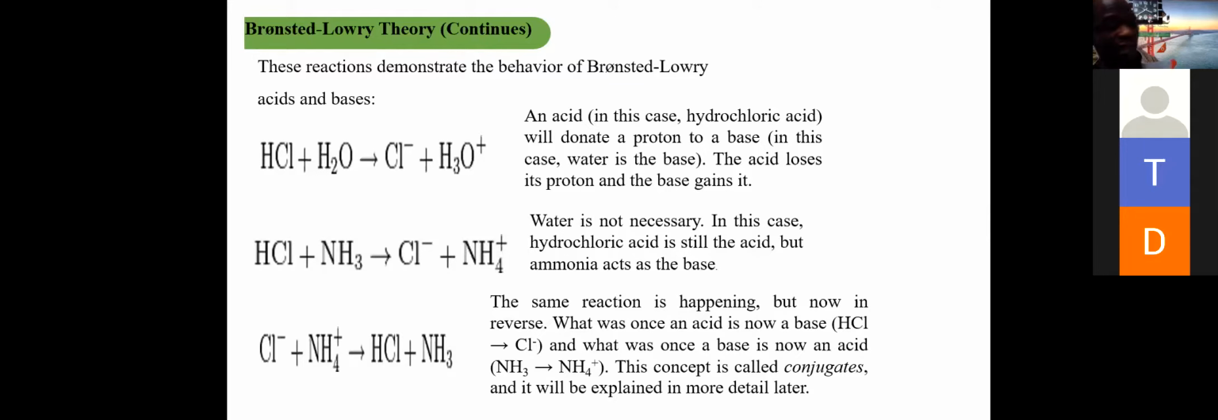For instance, I'll need you to write an equation to show how H2SO4 can act as a Bronsted-Lowry acid.